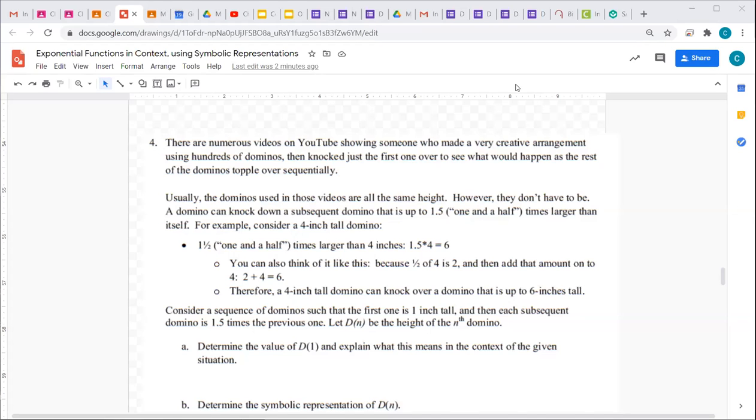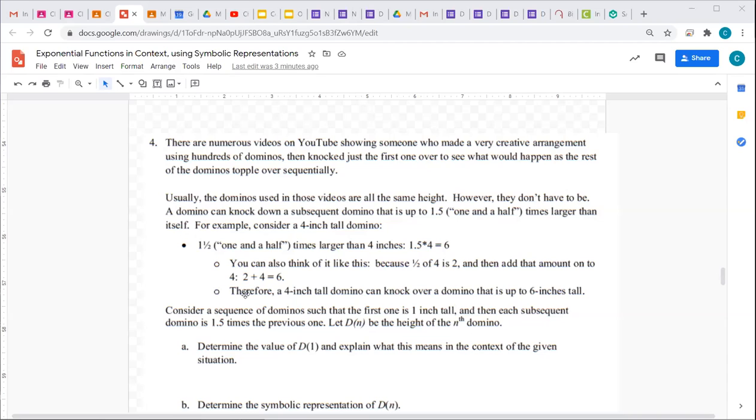Okay, good morning. So this assignment is about exponential functions in context, specifically also using the symbolic representation. Now we will have another lesson this week about factoring, but this is the main lesson for the week. So remember, just with exponential functions, first, when we have symbolic representations, we use function notation, which involves inputs and outputs. That's described down here. And specifically for exponential functions, we have the initial value and we have the constant ratio.